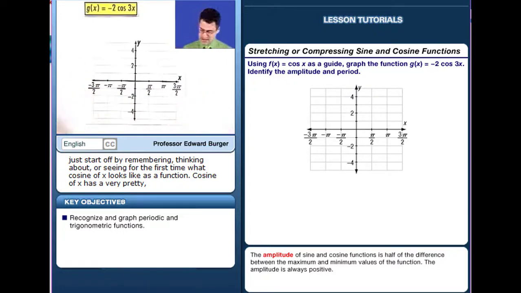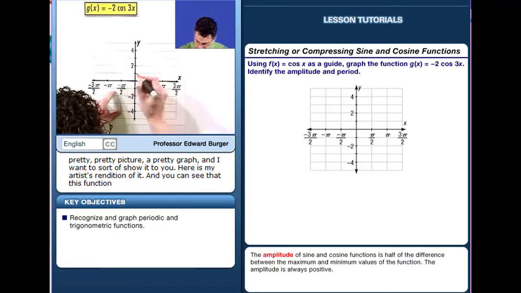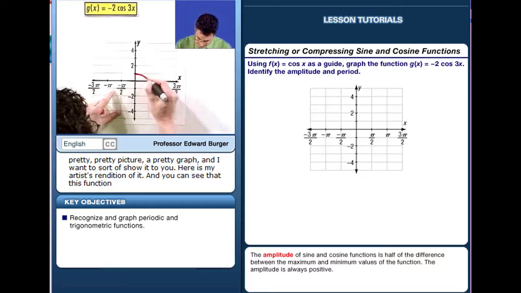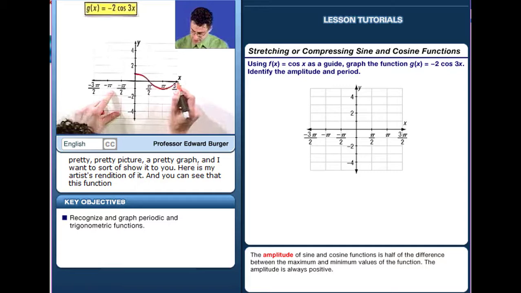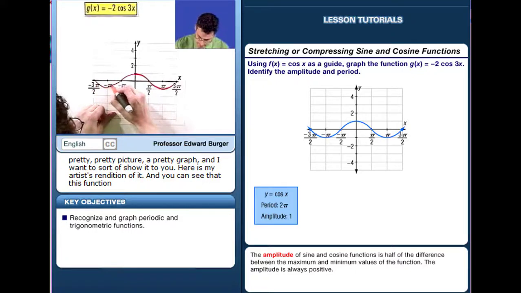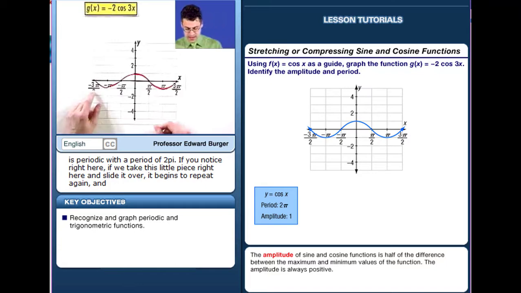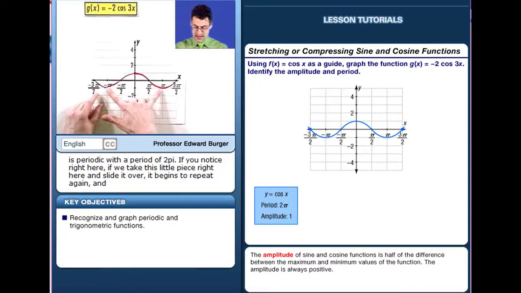Well, cosine of x has a very pretty graph, and I want to show it to you. Here's my artist's rendition of it. And you can see that this function is periodic with a period of 2 pi. If you notice right here, if we take this little piece and just slide it over, it begins to repeat again and again and again.